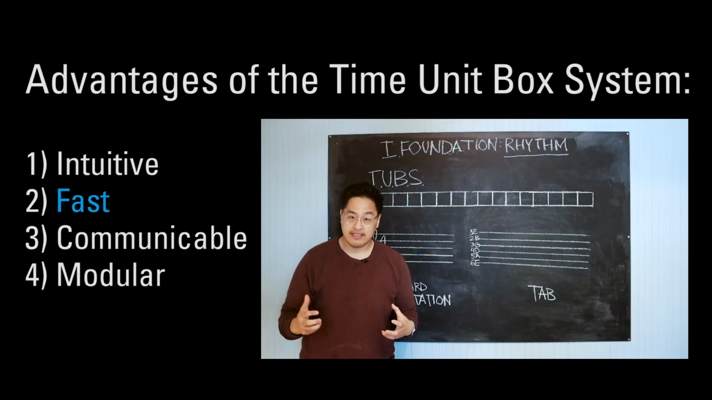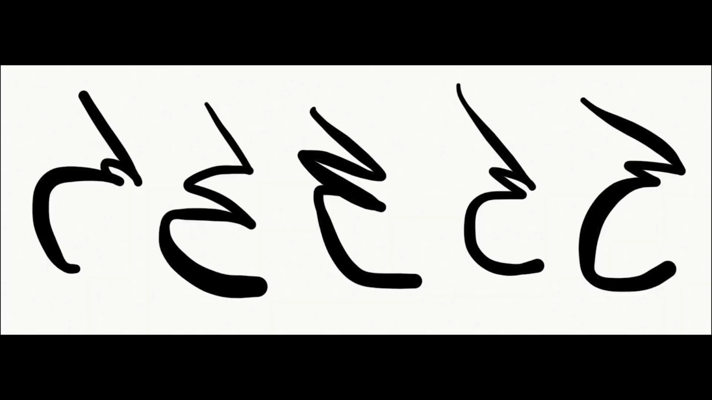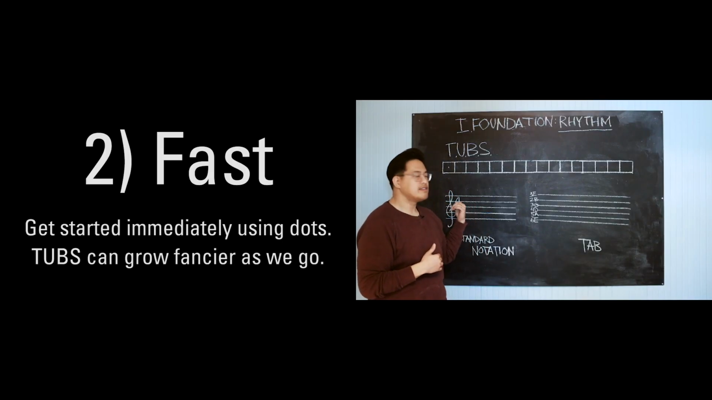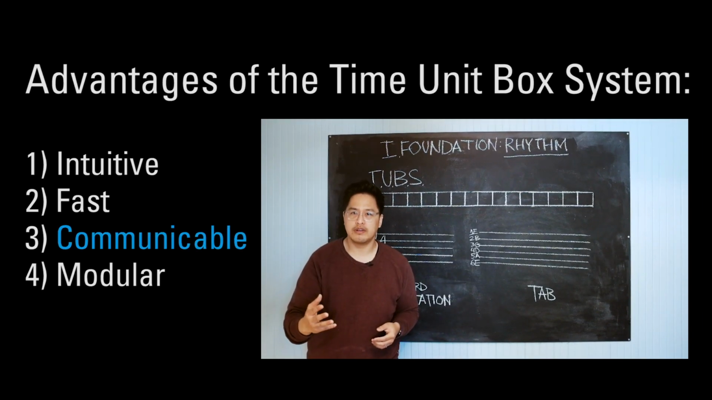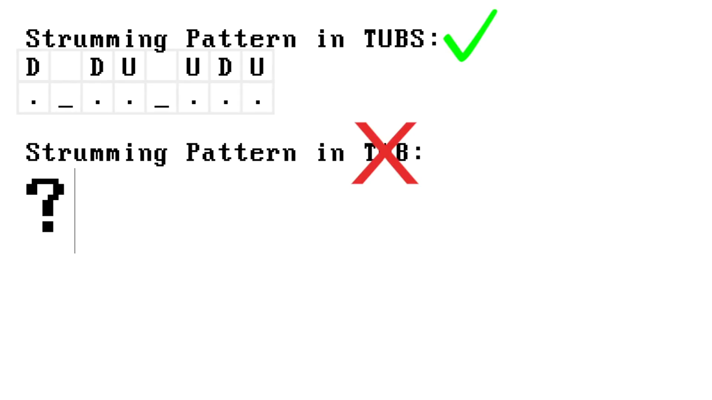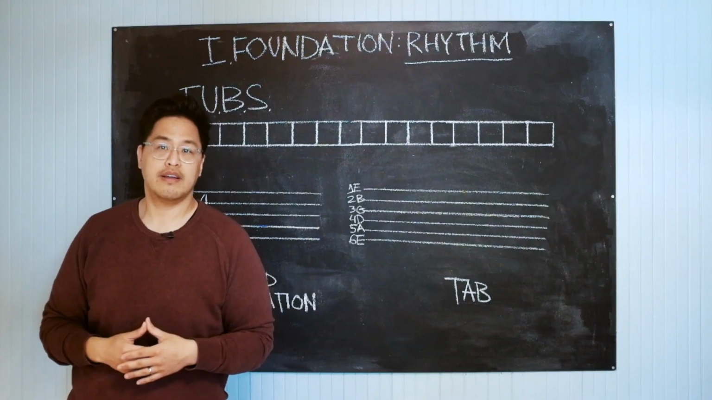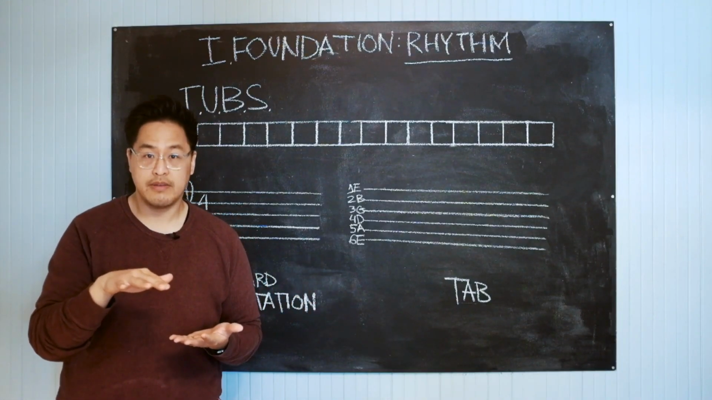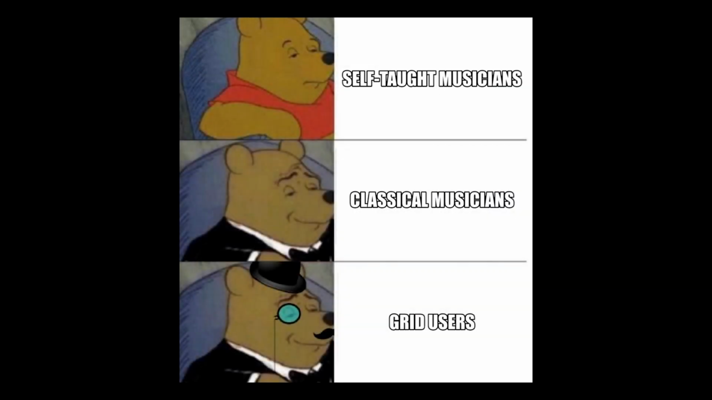Number 2, it's fast. No practicing of writing odd symbols required. My quarter rests are ugly, you don't want to see them. We use dots, and that's pretty much it for getting started. Number 3, it's communicable. That's a mouthful. TUBS transmits over text, just like tabs, but better, because rhythm. TUBS transcriptions translate naturally into hardware sequencer interfaces and digital audio workstation drum racks, which are all designed on top of TUBS anyway. TUBS also makes sense to classically trained and self-taught musicians and songwriters alike.